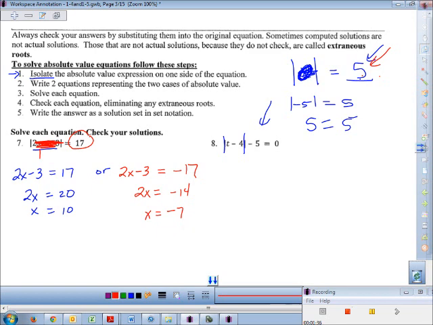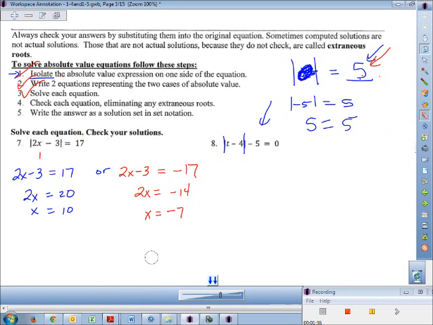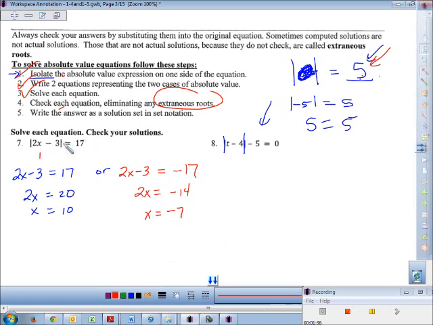So far, so good. We have isolated the bars. They were already all by themselves on one side of the equal sign. Then we wrote the two different equations representing the two situations, and we have solved each one. But absolute value doesn't always work perfectly. Sometimes we can get real algebra solutions that just don't make this equation turn out to be true, so we need to check to see if these answers work for the situation. That's checking for extraneous roots, meaning it was an answer in your algebra process, but that answer doesn't make the original equation true. So we've got to check for extraneous roots.